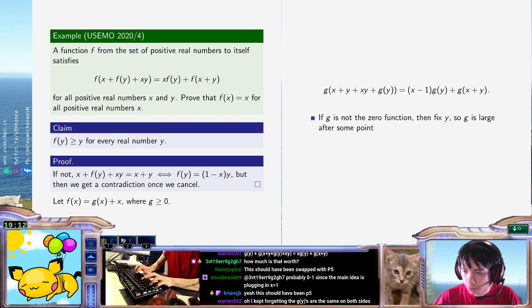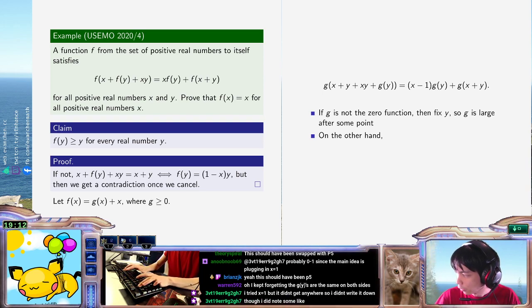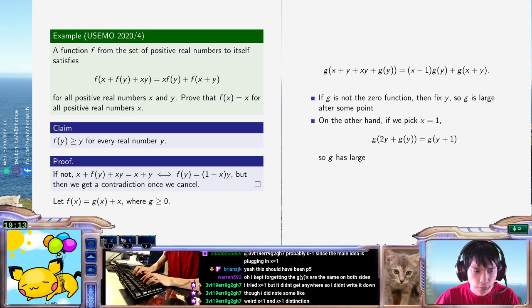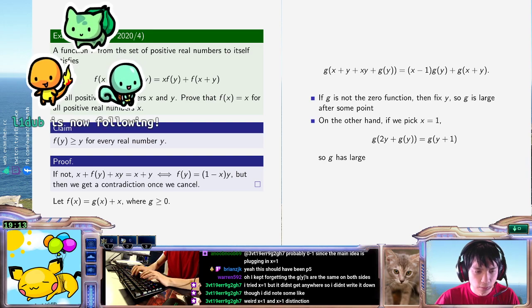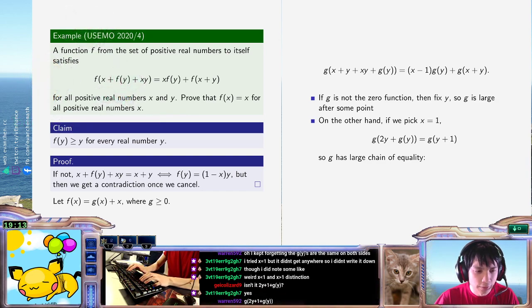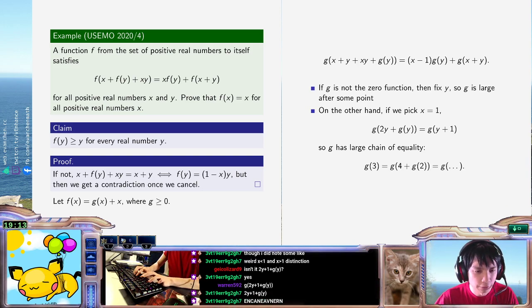On the other hand, if we pick x equals 1, g(y), 2y plus g(y) is equal to g(y) plus 1. So g has large, fixed points is not the right word. So g has large chains. I'll call it large chains. Where, for example, g(3) is equal to g(4) plus g(2), and then this is like g of some other garbage. You keep iterating it, and you'll get a big chain of things that looks like this. I picked 3 as an arbitrary starting value.